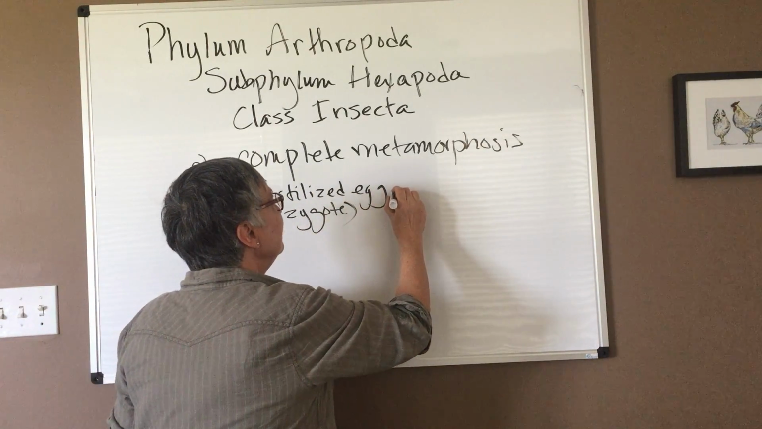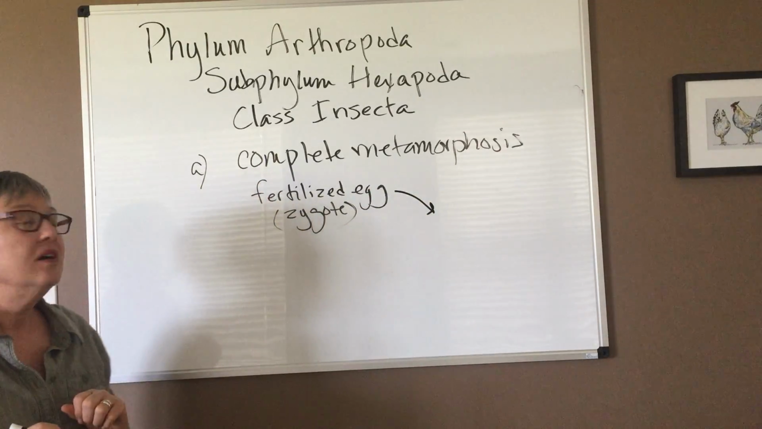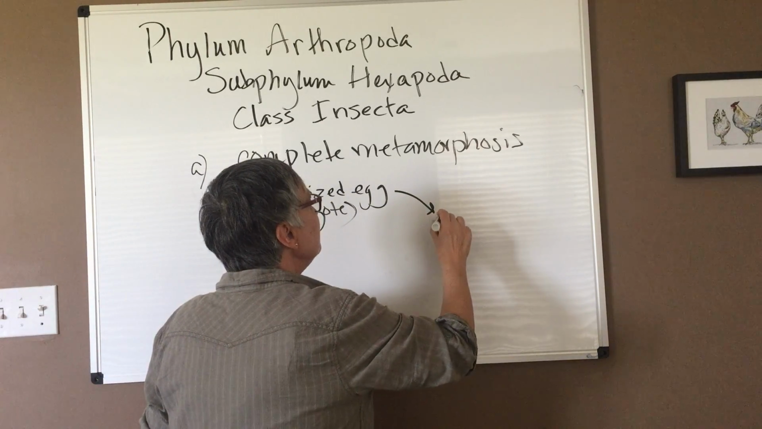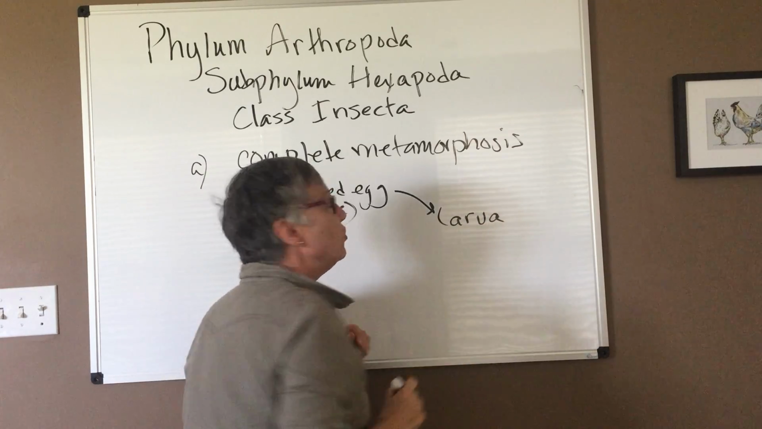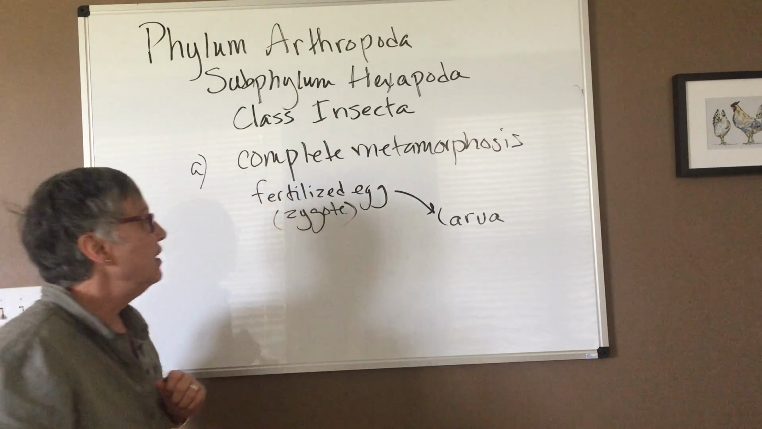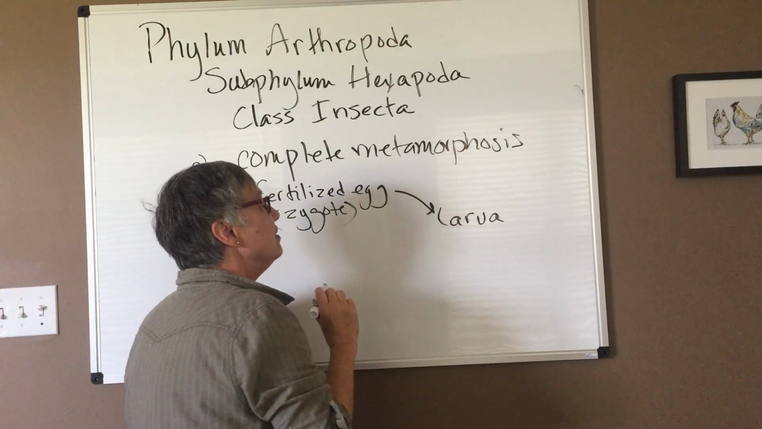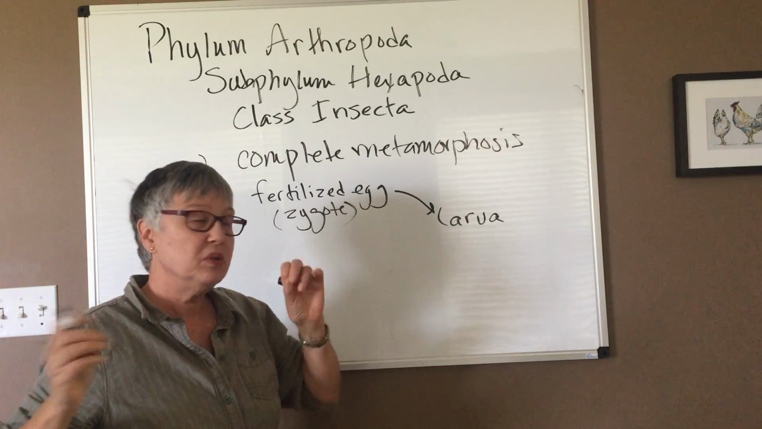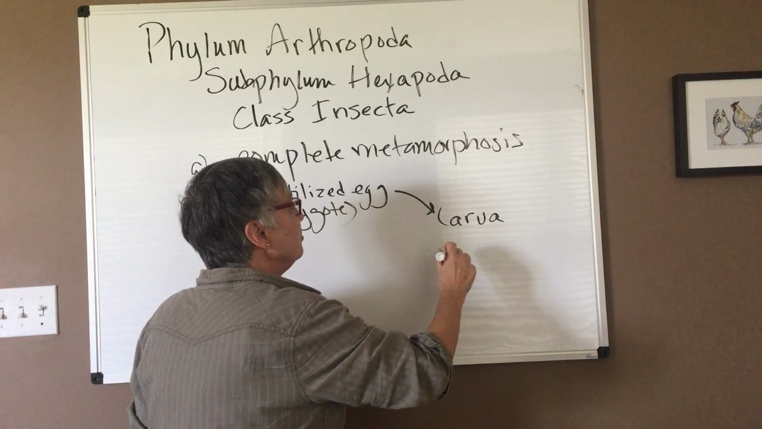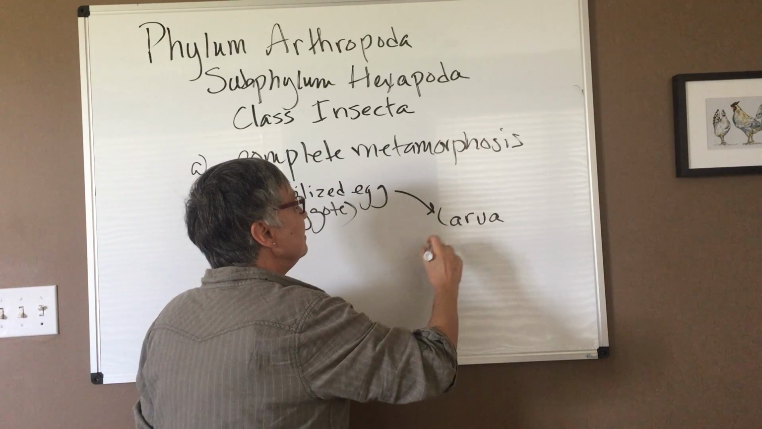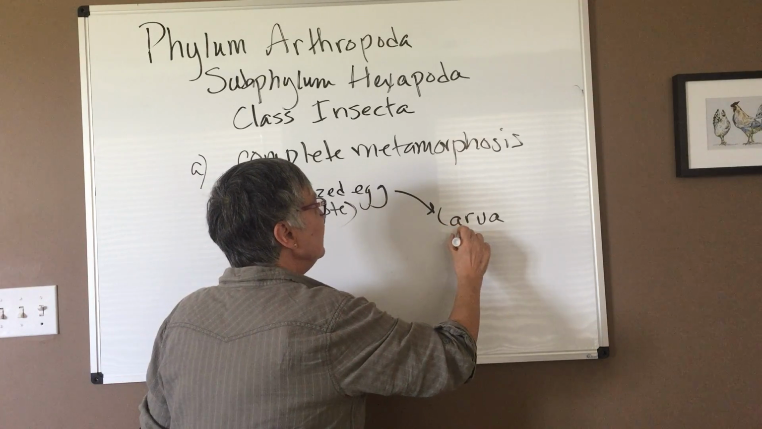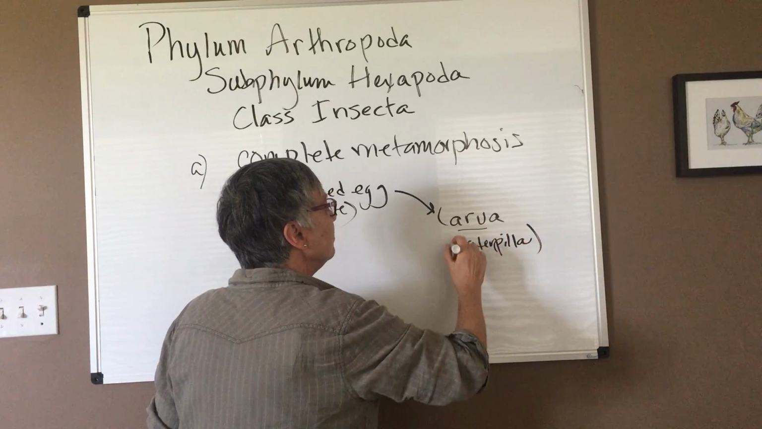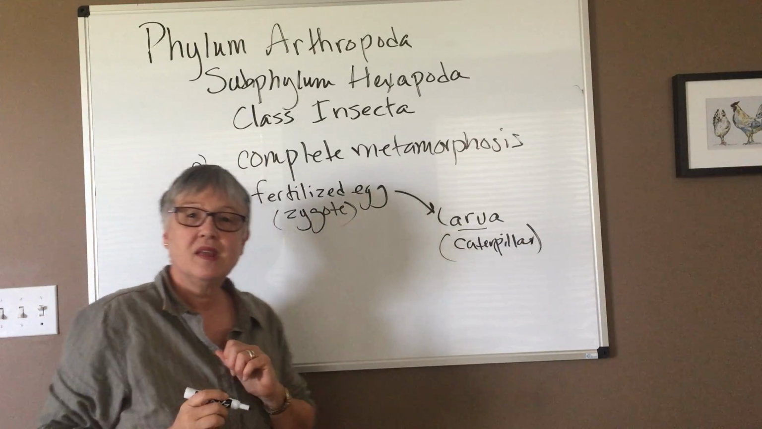Now, that fertilized egg will hatch or develop into a form that we call the larva. And in some insects, there will actually be several larval forms. They just simply get bigger and bigger. But since we're looking at the butterfly, this would be exemplified by what we know as a caterpillar.